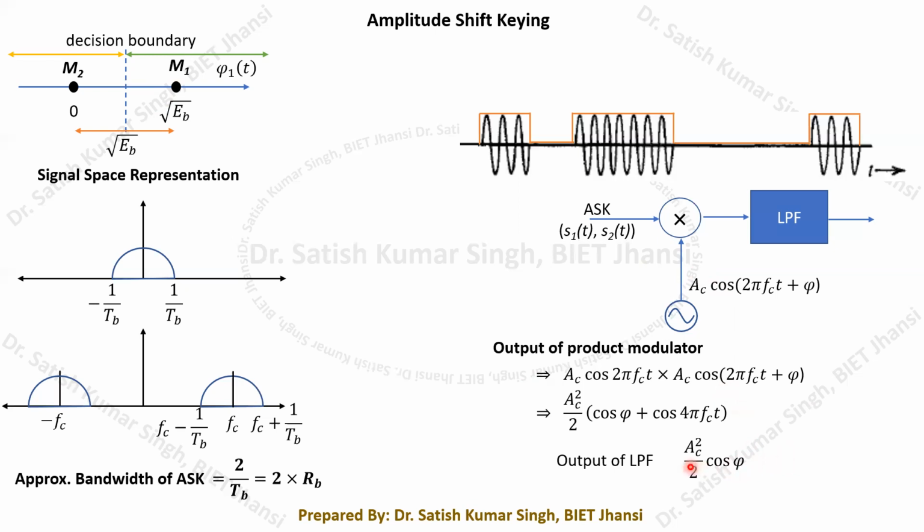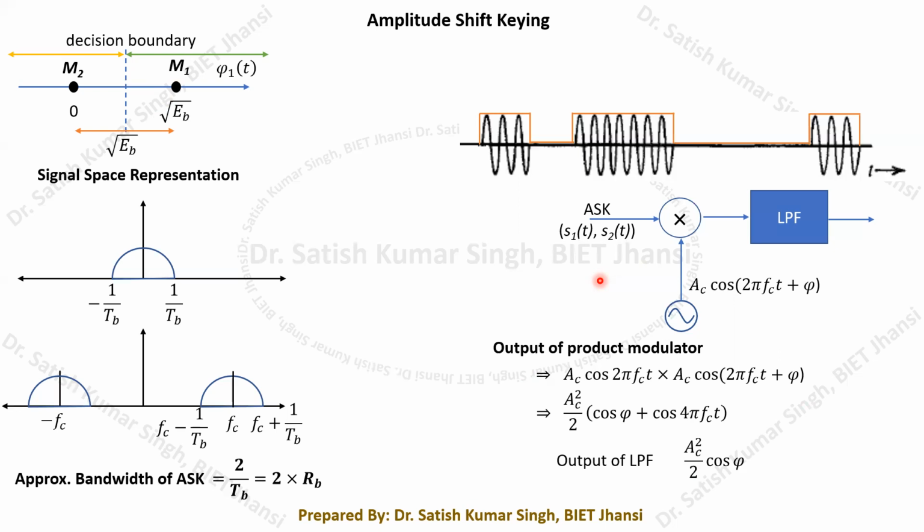So the output that we get is Ac²/2 whenever S1(t) is present, and whenever S2(t) is present, ideally the output is 0. This is a very crude way of explaining how it is demodulated. I will explain how it is actually demodulated in actual circuits, because we need a decision making device here to distinguish between 0 and 1.